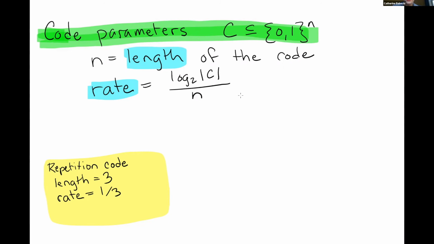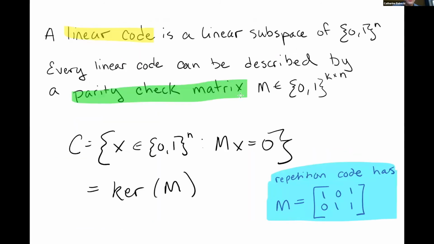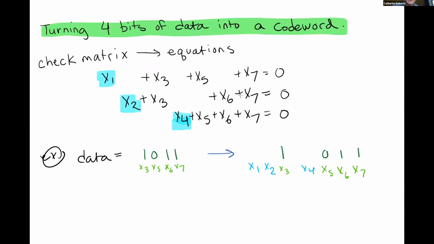Like, what proportion is that? But I think the way that I think about rate the best is that it tells us how many bits do we need? Like, what is the ratio of bits of message, like bits of information being sent, over how many bits are being transmitted total? So for instance, this Hamming code has rate 4/7 because it takes us 7 bits total to transmit 4 bits of information.